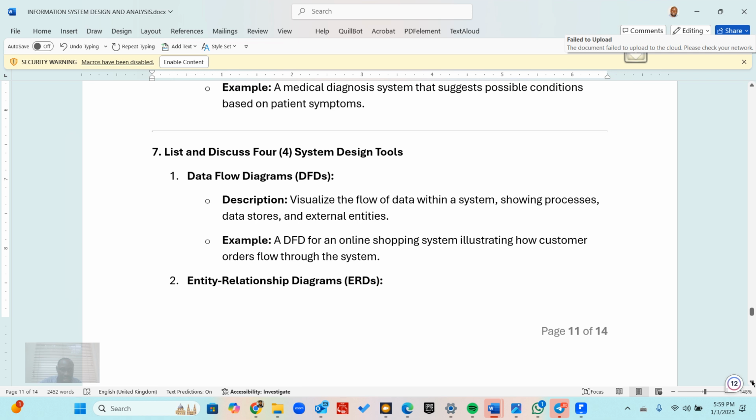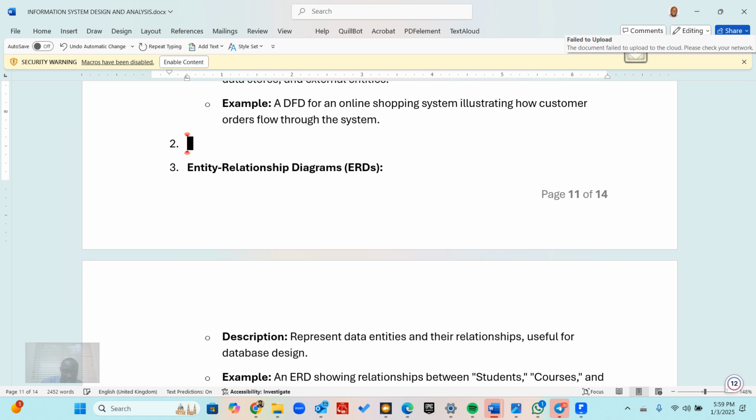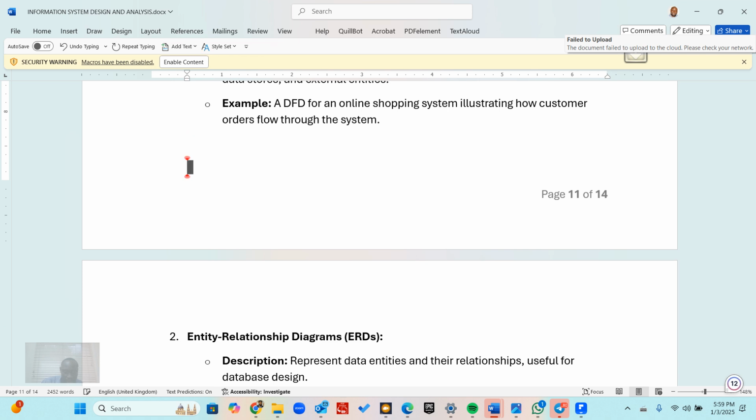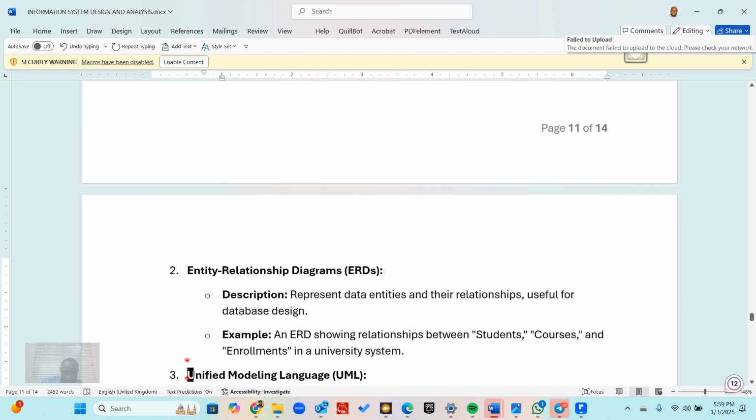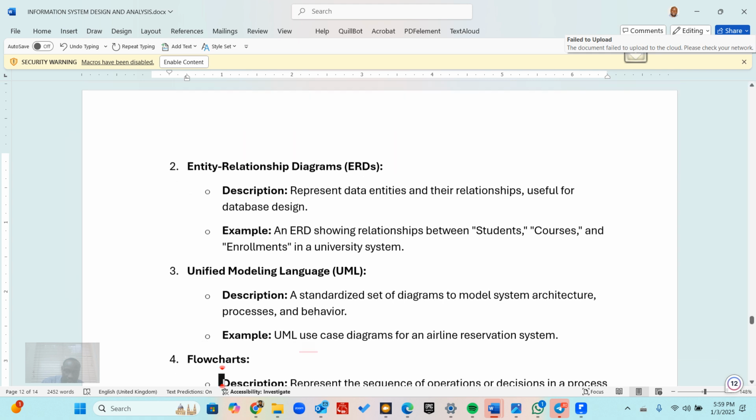And then we have the entity relationship diagram. What does this do? It represents data entities and their relationships, useful for database design. For example, an ERD showing students, courses, and enrollments in a university.